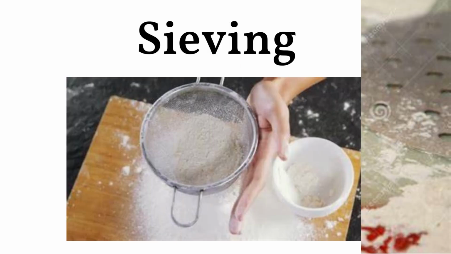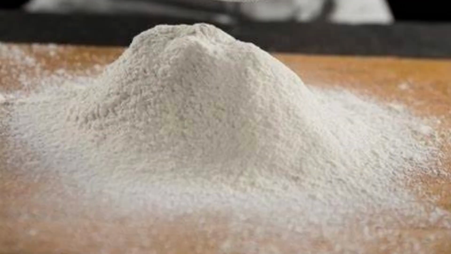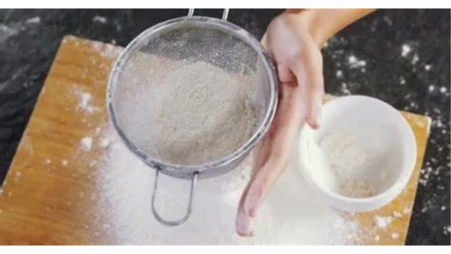Sieving. Sometimes we may wish to prepare a dish of flour. We need to remove impurities and bran that make it coarse. What do we do? We use a sieve and pour the flour into it. Sieving allows the fine flour particles to pass through the holes of the sieve, while bigger impurities remain on the sieve.